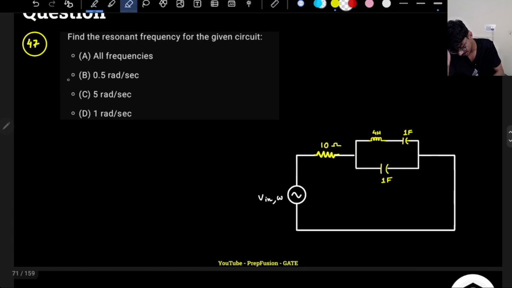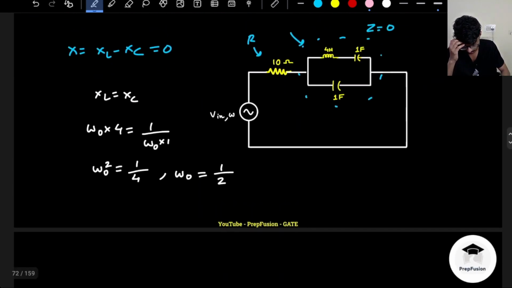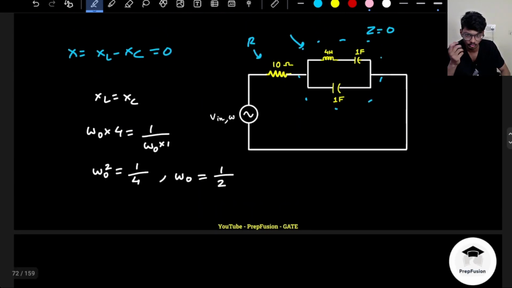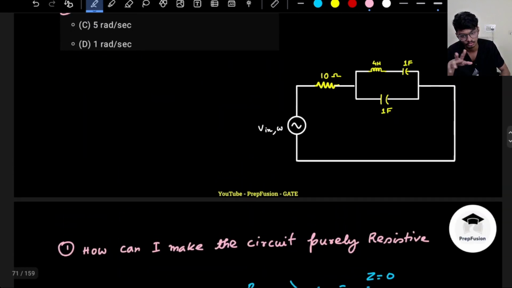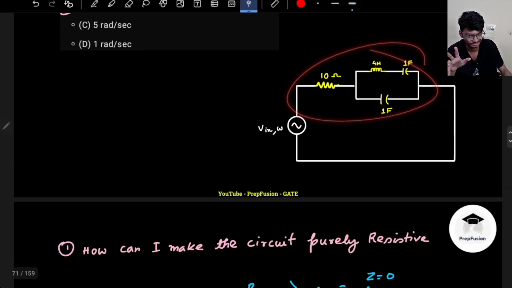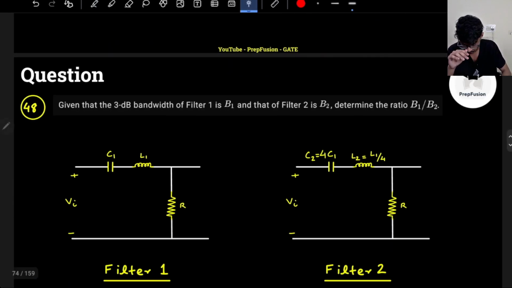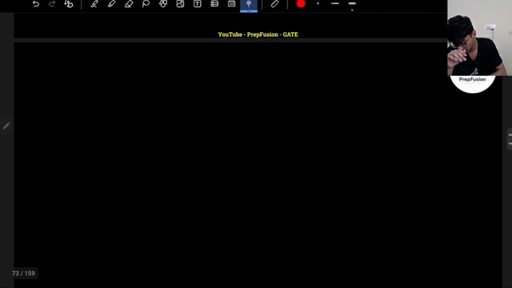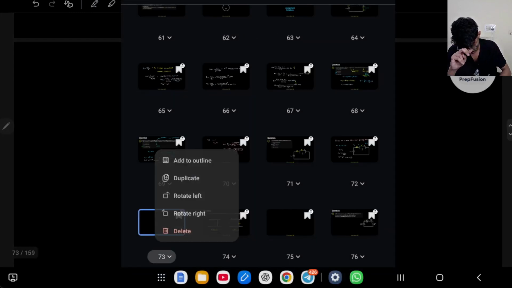Whenever these kinds of simple questions are asked, you have to use your brain. If you don't use your brain, then you will go wrong. Just be careful. Don't always use the formula omega equals 1 by under root LC blindly. See the circuit. Okay, let's solve the next question. So let me delete this.